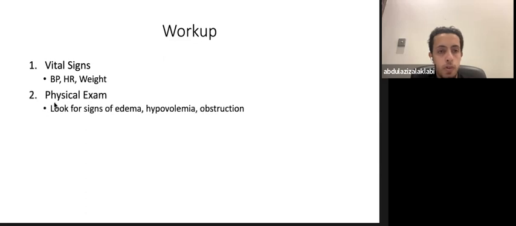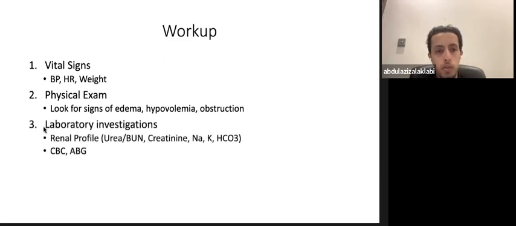Secondly, you want to look for signs of edema, hypovolemia, or obstruction. These will, of course, tell you if it's edema. If you see a lot of edema or hypovolemia, this will indicate more of a pre-renal cause, and obstruction will tell you this is most likely a post-renal cause, and you might want to go for an ultrasound.